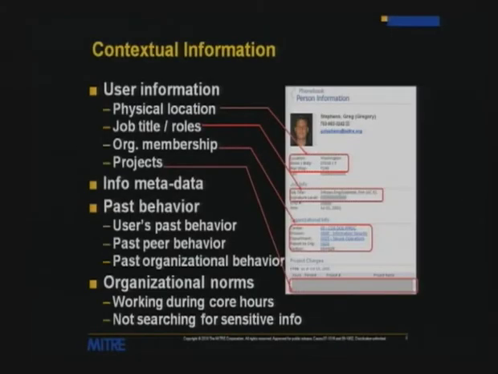In terms of context, I just wanted to throw this slide up. This is what I mean by context. It's information about where users are physically located, their job title or role, organizational membership, perhaps projects they work on. We also found that information metadata can be helpful. We're not talking about document summarization or things like that, but sometimes just simply the path to a file in a shared drive tells you a lot about what organization probably owns that. In fact, the directory structure looks a lot like org charts oftentimes. And you can use that kind of data.